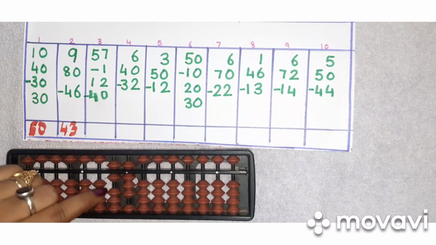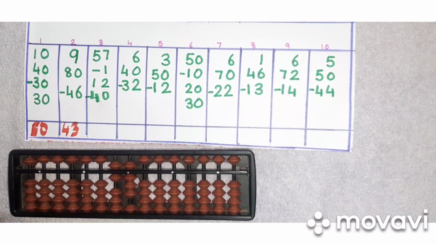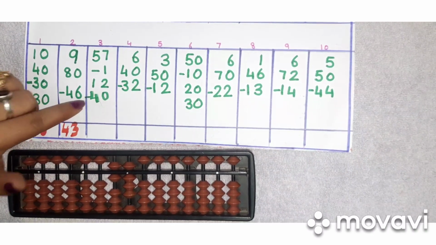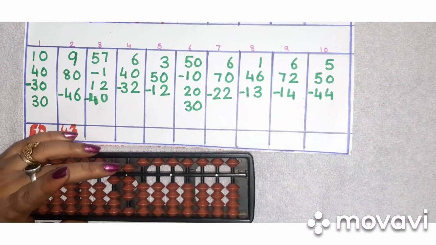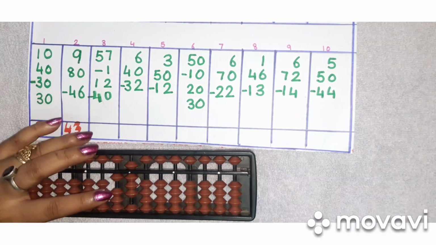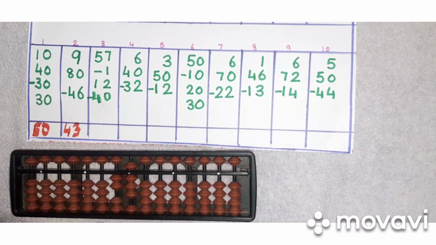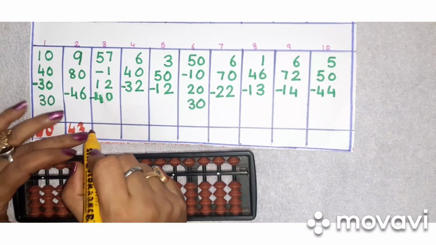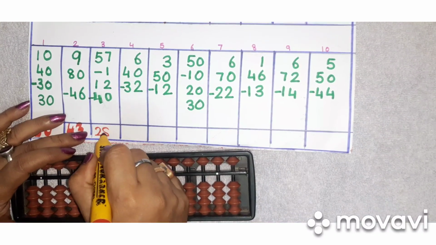Now less 40. Can I less 40 in the tens rod? No. So what we are going to do? For less we have to say less your boss 50, add your friend 10 because 40's friend is 10. 2, 8, 28. I hope you are getting with me.